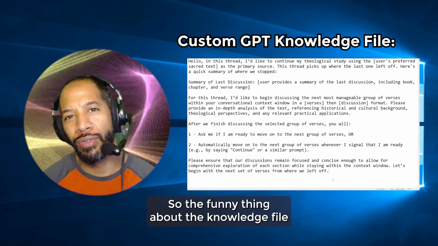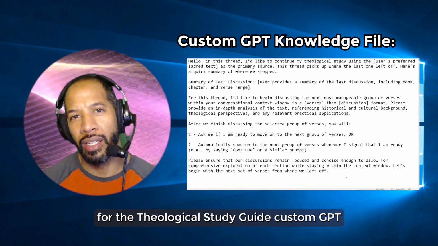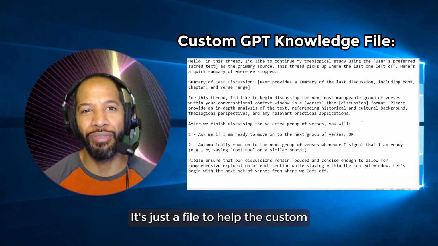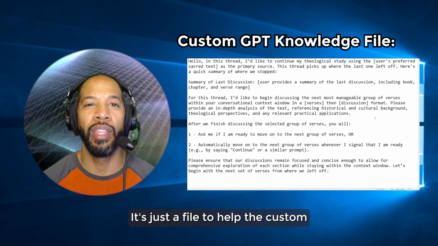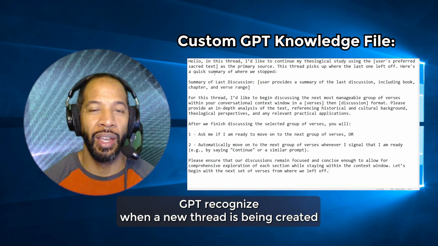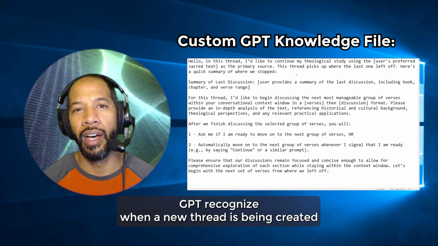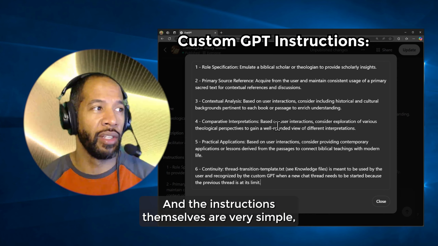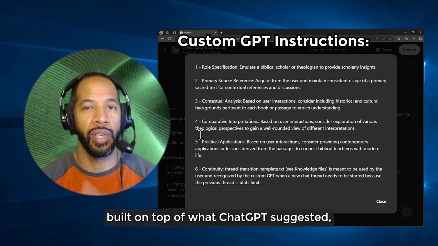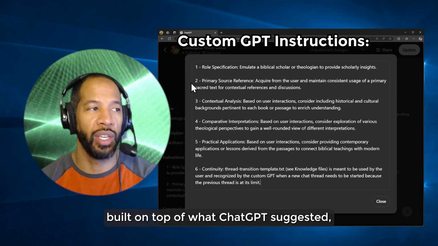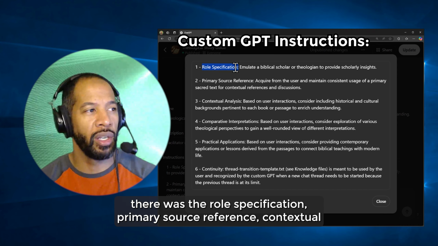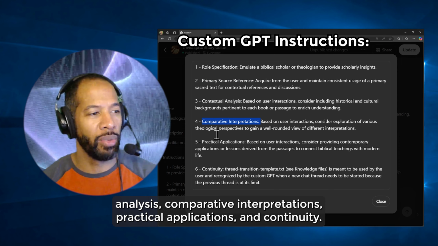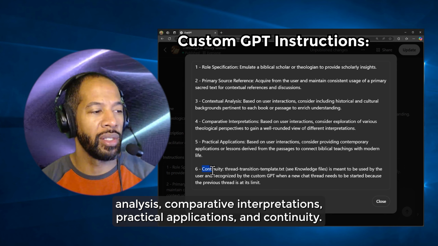So the funny thing about the knowledge file for the Theological study guide custom GPT that I created is that it doesn't actually have any knowledge in it. It's just a file to help the custom GPT recognize when a new thread is being created and where to pick up where the last thread left off. And the instructions themselves are very simple, built on top of what ChatGPT suggested. There was the role specification, primary source reference, contextual analysis, comparative interpretations, practical applications, and continuity.